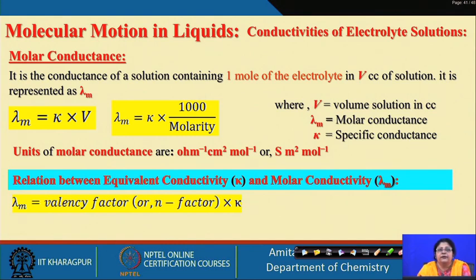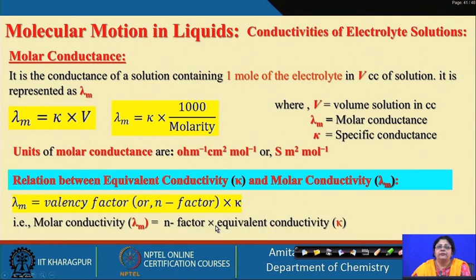So, the relation between equivalent conductance lambda and the molar conductivity lambda m is that lambda m is equal to the valency factor or the n factor into lambda. That is how one is going to look into 1 gram equivalent of the electrolyte in V cc of the solution, and molar conductance is 1 mole of the electrolyte in V cc of the solution. So, both need to be kept in mind when we are talking about this.